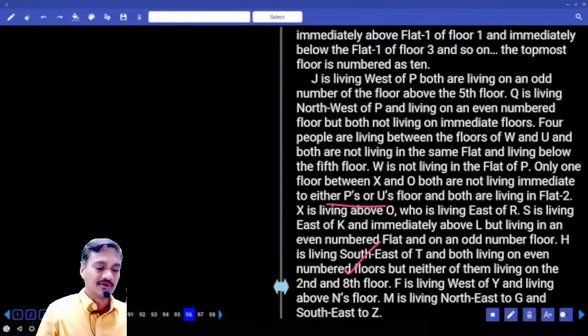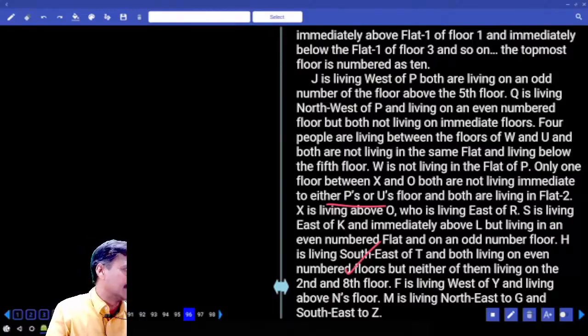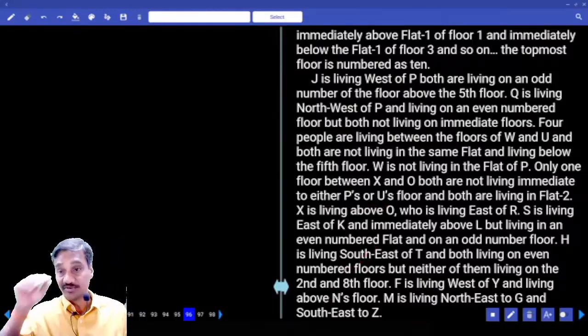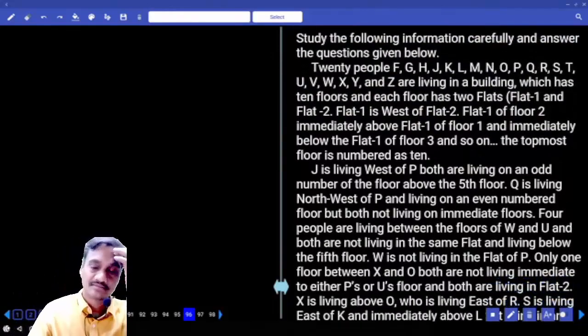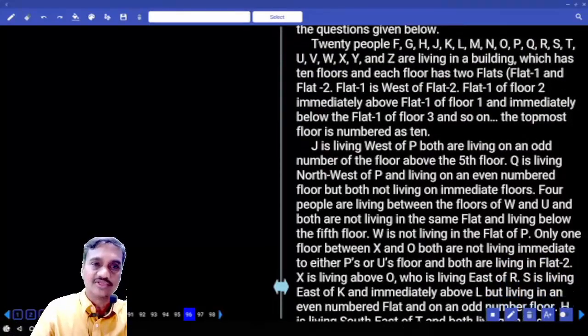Then coming to questions 96 to 100. As of now we have done how many questions? 30 questions. Out of those 35, we are left with 5 questions based on certain people. Now in this, 20 people are there and they are living in a building which has 10 floors, and in each floor there are 2 persons.